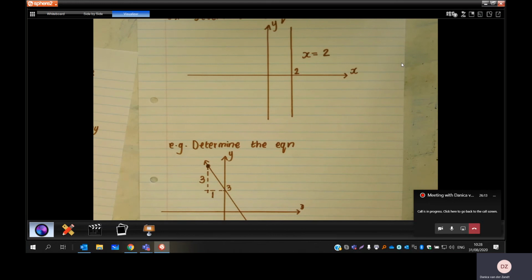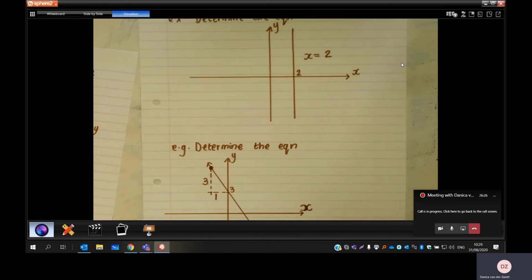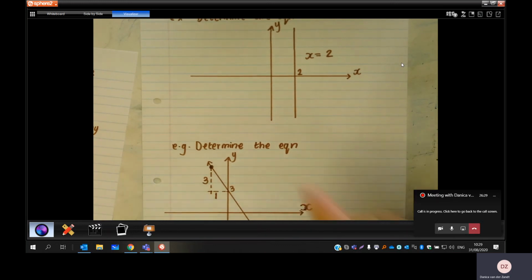Those that are still busy with the one before can carry on, and those who are able to start the next one can start the next one. So I have a Cartesian plane with a straight line and it cuts at 3 on the y-axis, and I tell you that it goes 1 unit to the left and 3 units up to get to that point. But I don't tell you what that point is. So just draw that for me, and then we will work through it together.